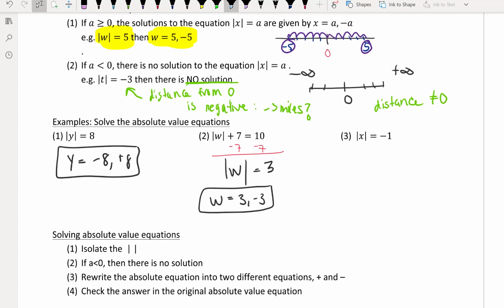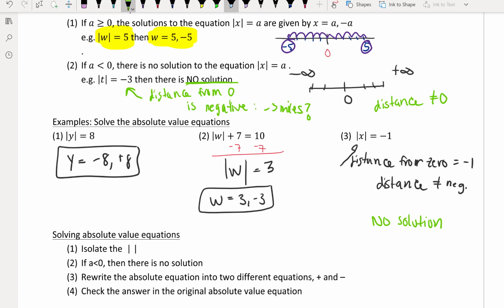And for number 3, you're saying that the distance from 0 is equal to a -1. Distance can never be negative. So we are going to say no solution. And you don't have to write all of that, what I just did. I'm just trying to really show that you're going to have no solution whenever that value is negative and the absolute value is isolated.